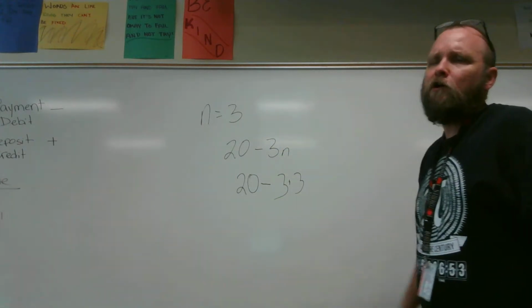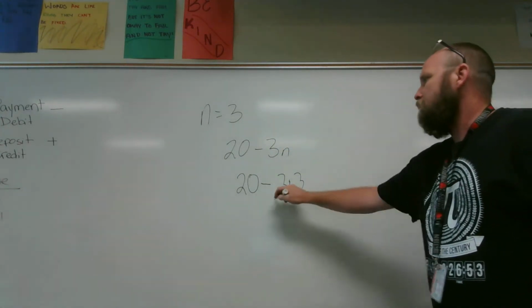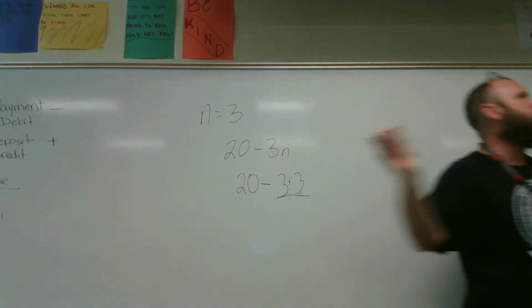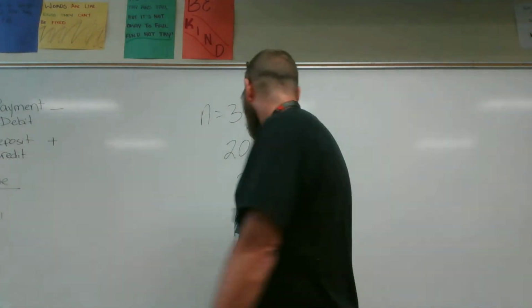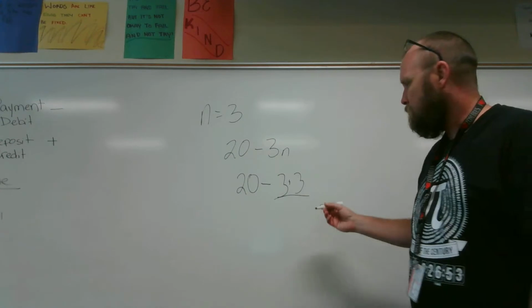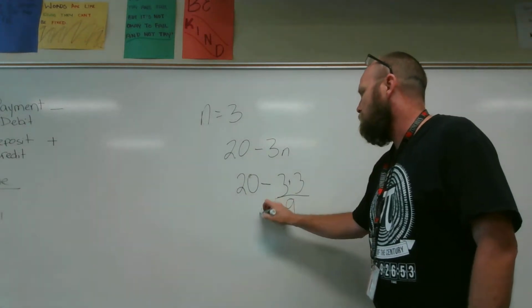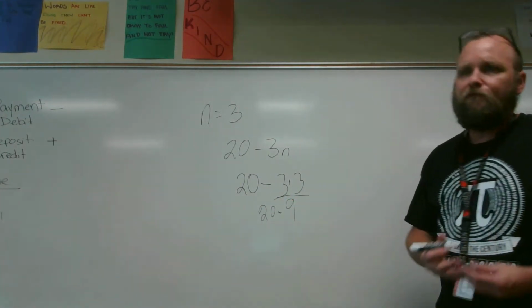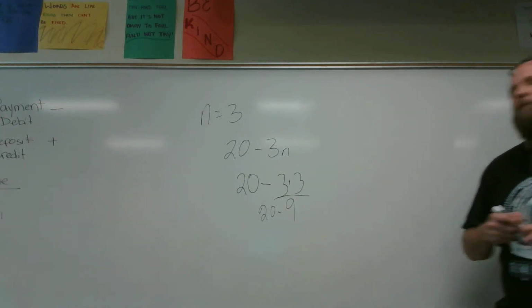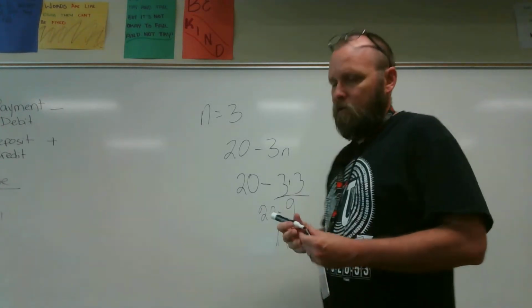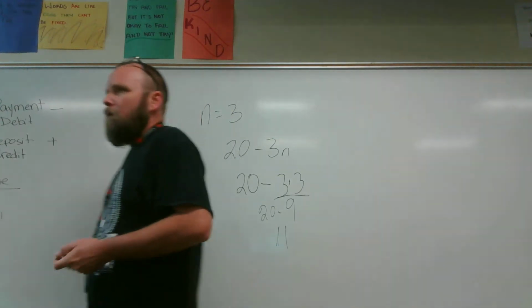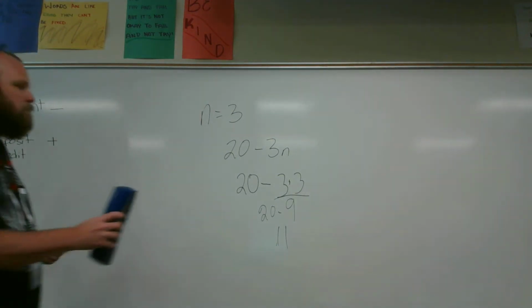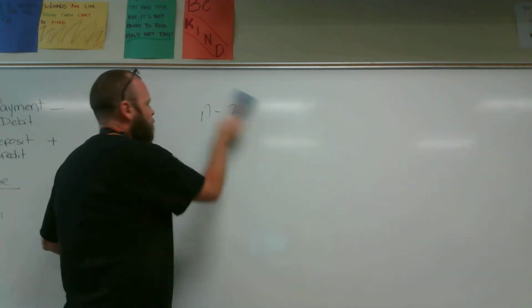Which part do I do first? 3 times 3 because multiplication comes before subtraction. 3 times 3 is 9. This is Peyton's problem. The difference of 20 and 9 is what, Peyton? 11. Thank you, Peyton. You're a rock star.